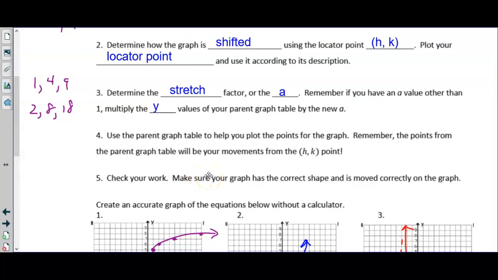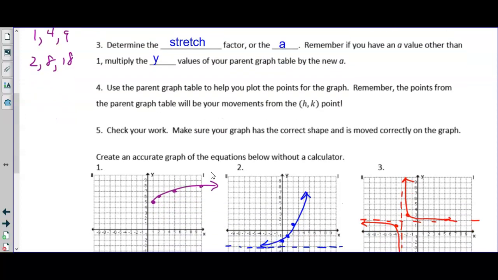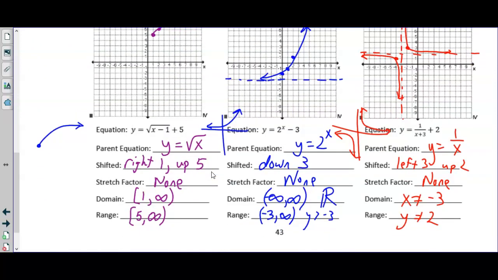So you'll use the parent graph table to help you plot the points for the graph. So you can make a parent graph table for these and then make adjustments off of that shifting. Or you can just make those adjustments directly on a graph. Finally, you check your work and make sure your graph is the right shape. So let's look at a couple of examples of this.